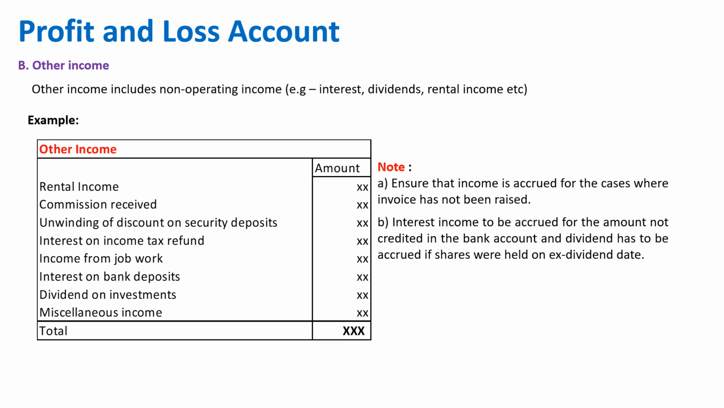But when you're preparing the financial statement as on 31st March, for the month of March, you have to accrue the interest income. Similarly, dividend has to be accrued if the shares were held on ex-dividend date. Because if the company is holding the shares on ex-dividend date, which is declared by the company, then you are eligible for the dividend. Hence, you have to accrue the dividend. So you have to take care of that before reporting the numbers under other income.